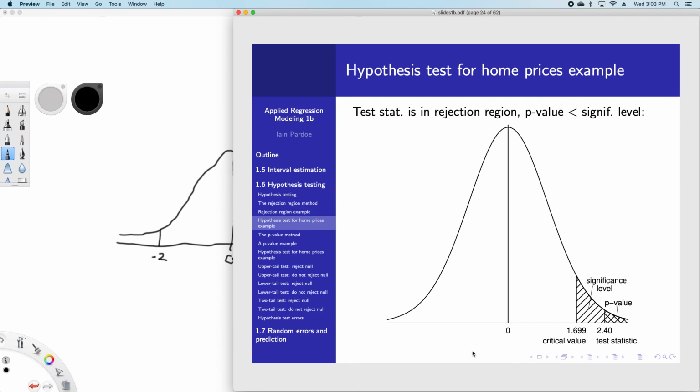So here's a neater picture of what's going on. We've got our critical value, 1.699. That's the 95th percentile, and so the significance level, 5%, is the tail area to the right of our critical value. And our test statistic here happened to be bigger than our critical value. It's in the rejection region, and so we reject the null hypothesis in favor of the alternative. I've got another quantity marked on my picture here called the p-value, and I'm going to talk about that in the next video.